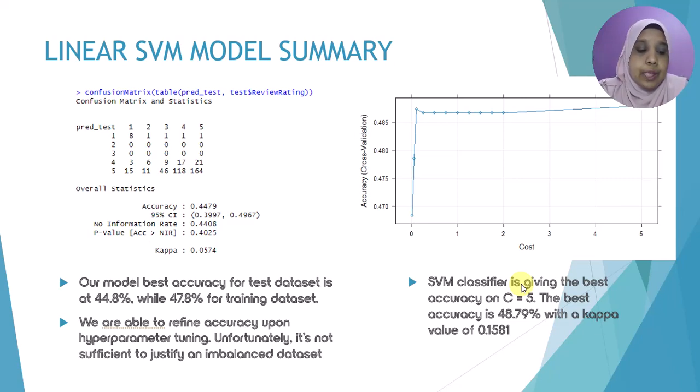Even though we are not able to derive precision, recall, and F1 score through the linear SVM algorithm, we are able to refine accuracy upon hyperparameter tuning. Unfortunately, this is not sufficient to justify an imbalanced dataset. Therefore, linear SVM is not suitable for this dataset to be used as a prediction model.